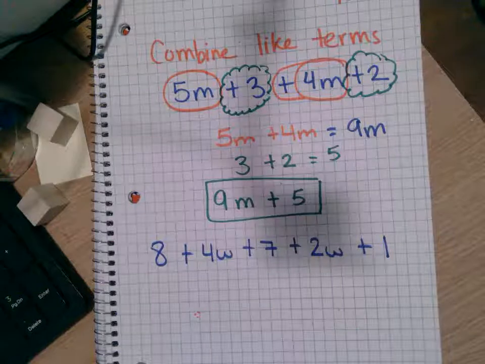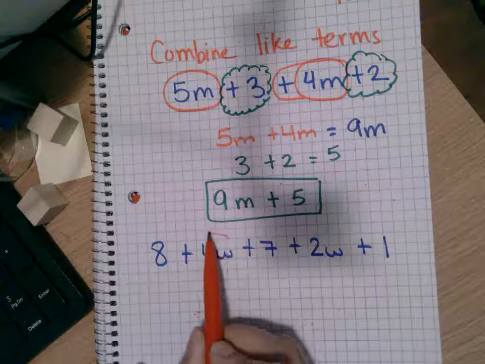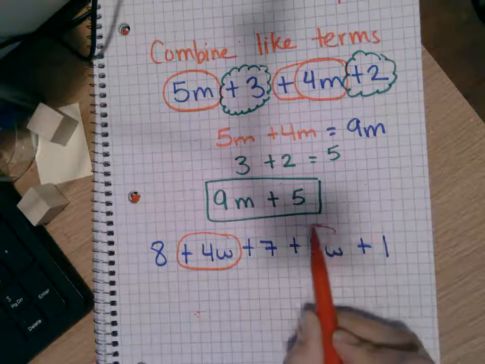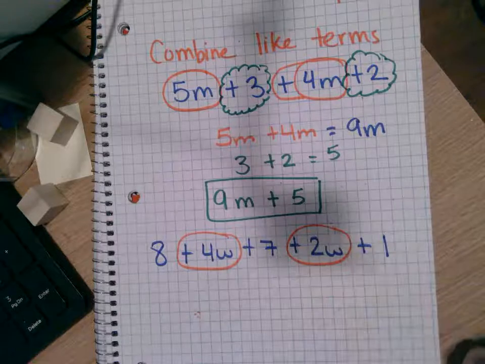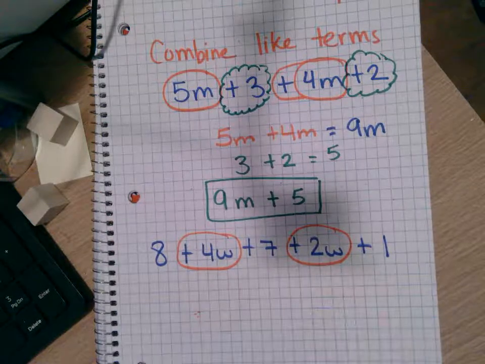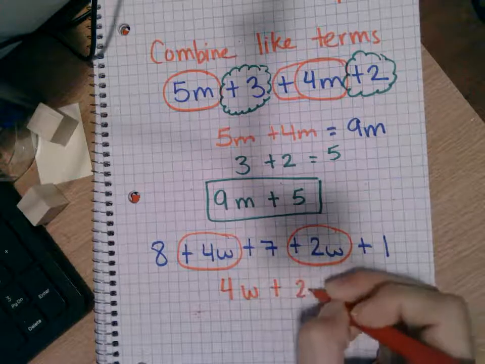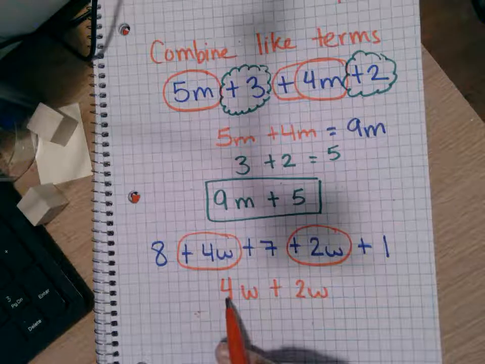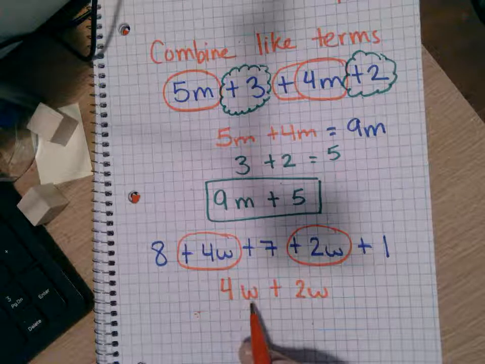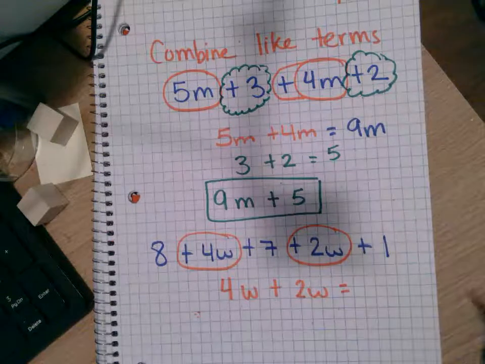Now, I'm going to circle the w's, and I'm going to circle with the operation in front of it. Okay? Anything else have the same variable? Nope. So I'm going to write 4w plus 2w. I'm not going to write that plus sign because it's the beginning and we really don't write it. We're good. So I have 4 watermelons plus 2 watermelons. How many watermelons do I have?